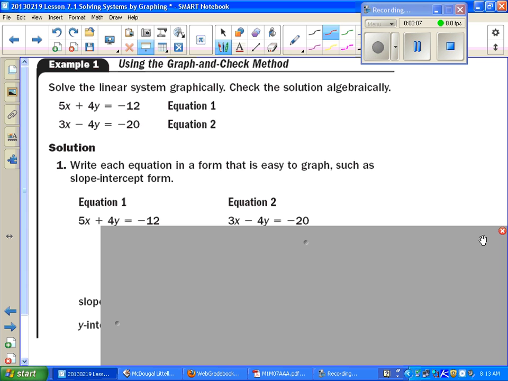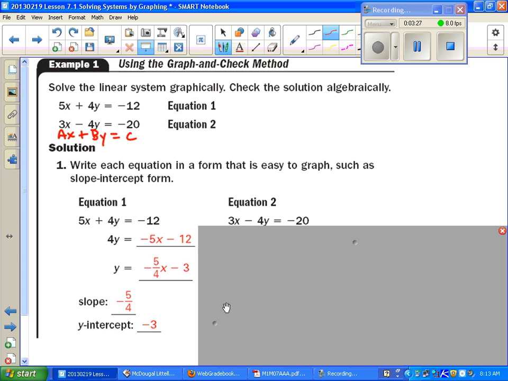We have two equations. Notice both of them are in standard form, ax plus by equals c. That's not as friendly when it comes to graphing. So the first step you're going to want to do is move them into something a little bit easier to graph, like slope-intercept form, or y equals mx plus b. So we have 5x plus 4y equals negative 12. First thing you want to do is get rid of positive 5x by subtracting 5x. If you do it to the left side, you have to subtract 5x from the right side. Remember, you can't take 5x away from negative 12 because they're not like terms. So all we can do is write them next to each other.